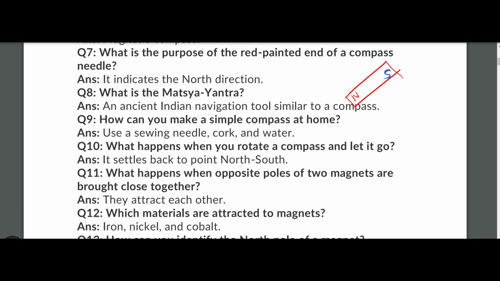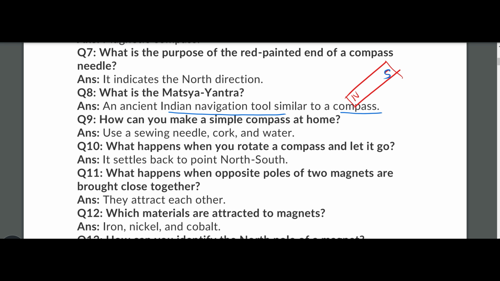Okay. And next one is, what is Matsya Yantra? An ancient Indian navigation tool similar to the compass we call Matsya Yantra. In ancient times our ancestors used this Matsya Yantra to find the directions.